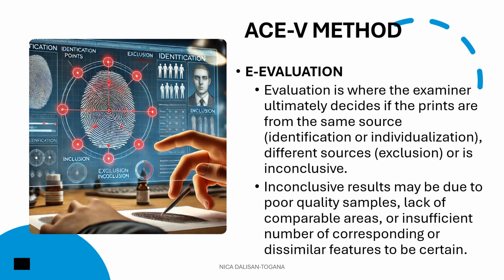Inconclusive is given due to poor quality samples, lack of comparable areas, and insufficient number of corresponding or dissimilar features. That is, there may be too few matching features or the differences are not significant enough to make a judgment. Inconclusive results do not mean that the prints are not from the same person, but rather that there is not enough reliable data to confirm or exclude the possibility.